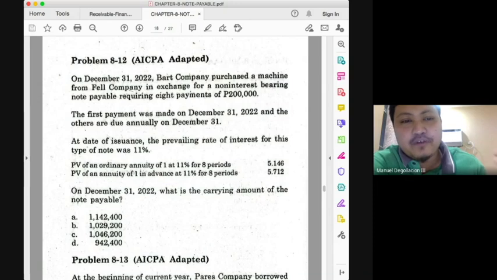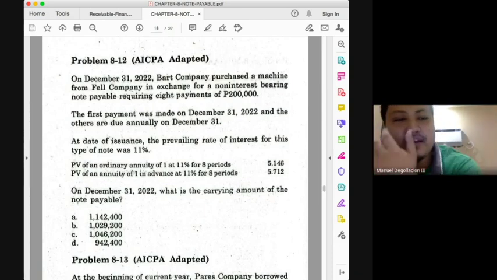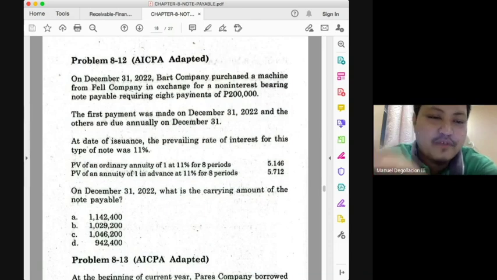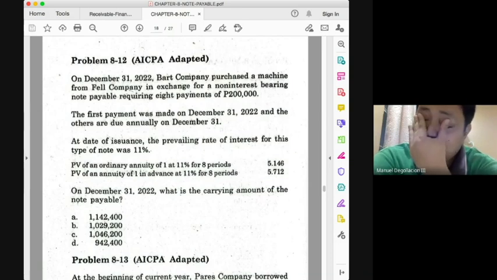But if your first payment happens on the same date of the issuance of the promissory note, then the entire payment will be applied to the principal. So there will be no amortization here. There will be no splitting of the principal component and the interest component. The 200,000 here will be reflected entirely as a payment of the principal. So even though the present value of 8 payments of 200,000 in advance would be 1,142,400, its balance at the end of the day will only be 942,400.